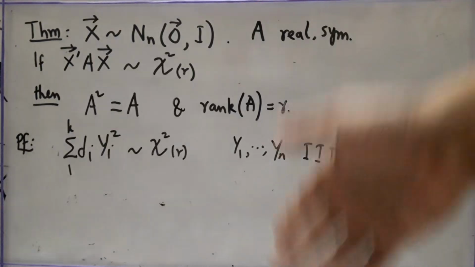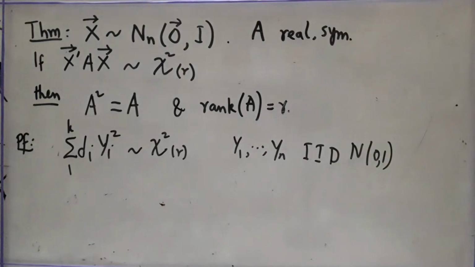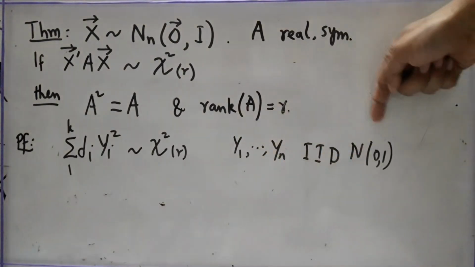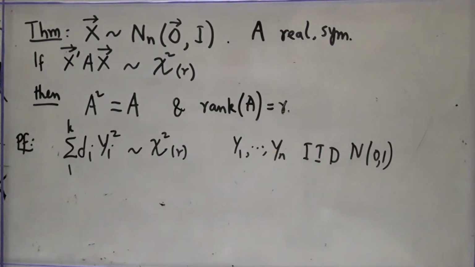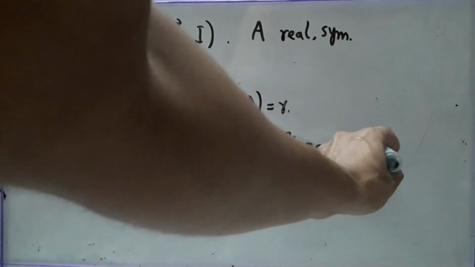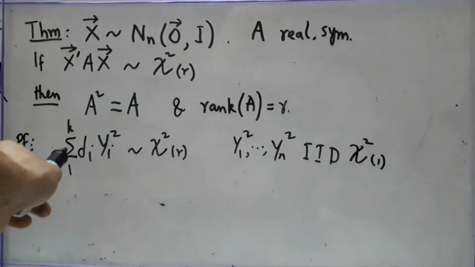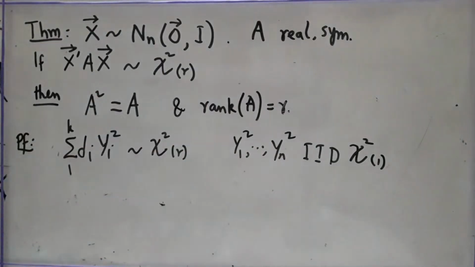Now I have just mentioned that the y vector has the same distribution as this, so the components of y are IID normal 0, 1. As a result, if I square them, they will each have chi-square with degrees of freedom 1. So I am taking a linear combination of independent chi-squares, each with degrees of freedom 1.